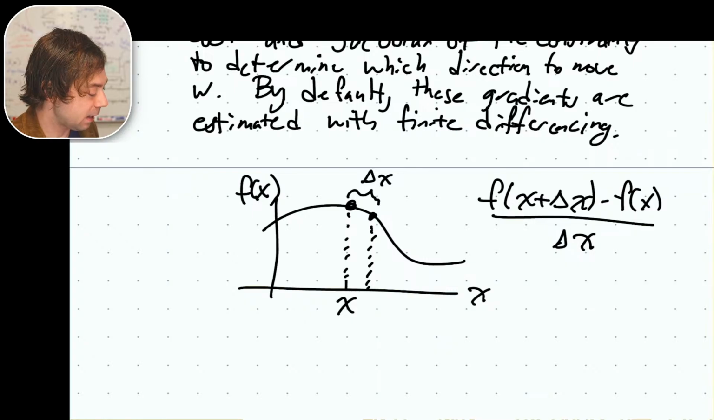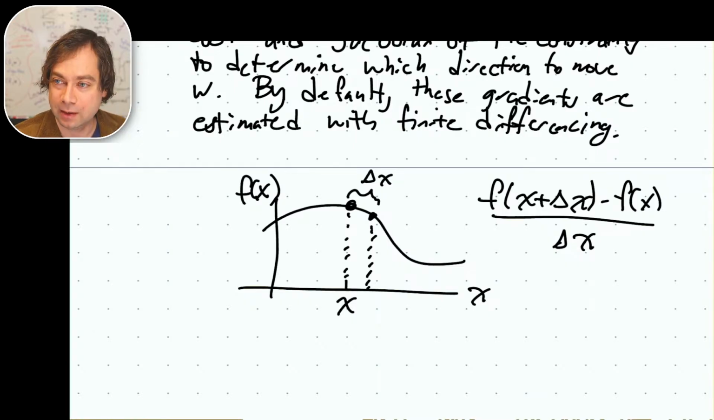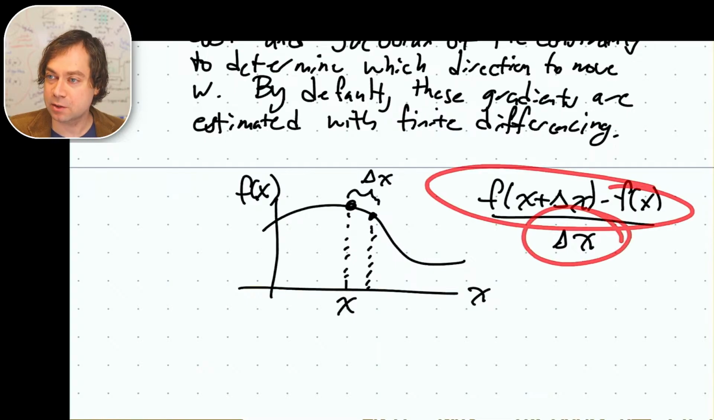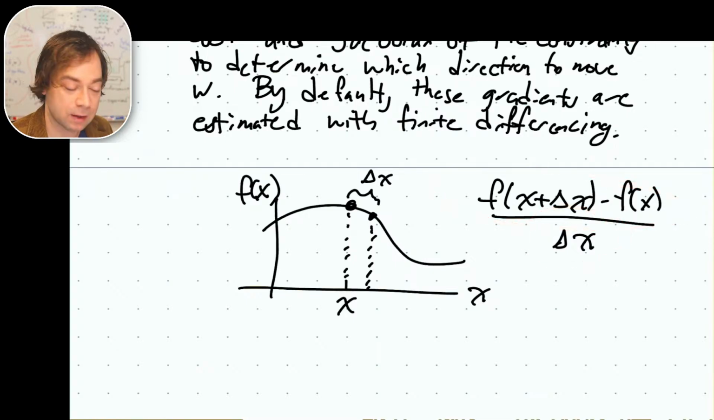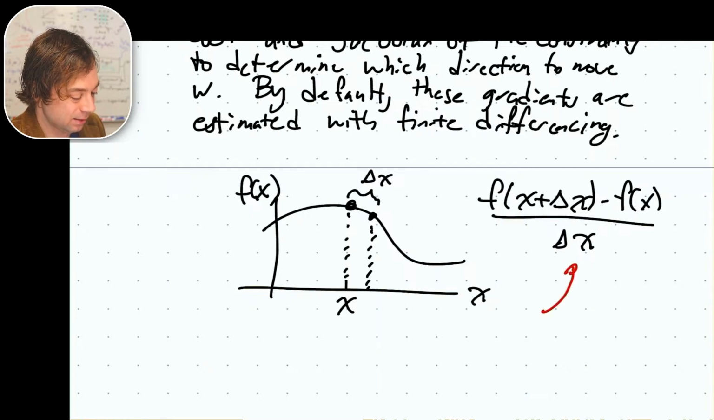So if you are at a current value of your decision vector, you take every value in that decision vector, bump it around by a little bit, see what happens, divide by the difference, and you get your derivative. That's finite differencing. You've seen this before in the context of Euler integration.